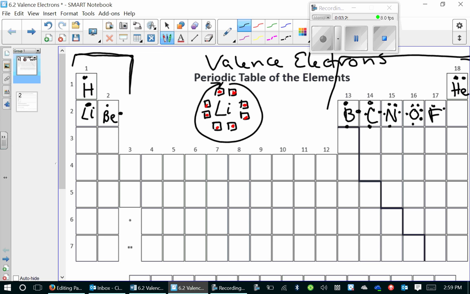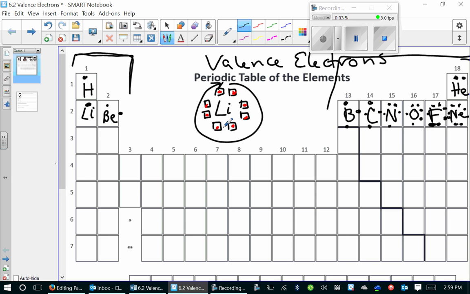Fluorine. 1, 2, 3, 4, 5, 6, 7. There should be 2 on the bottom here. Hopefully yours is neater than mine. Neon. And this will have all 8. So there would be 8 dots around it. Okay, we're going to start the pattern again.